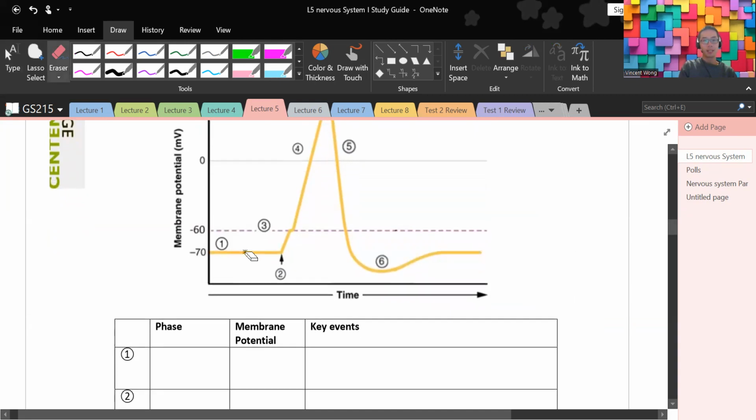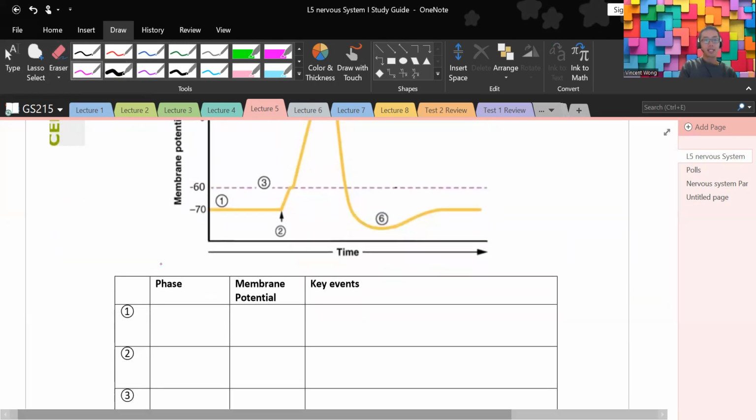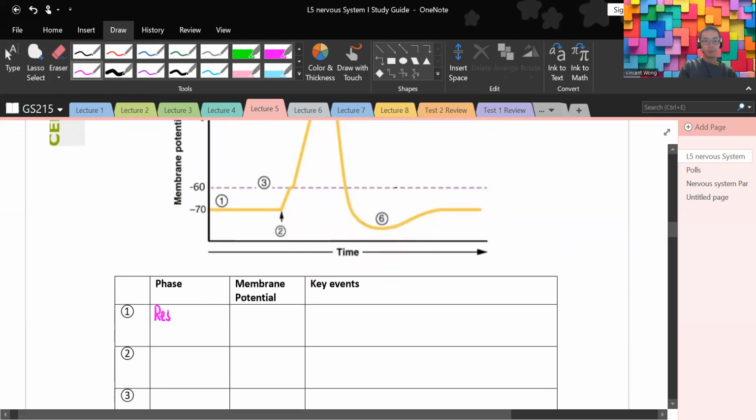So number one here, we call this the resting potential. Resting potential. And the magic number is minus 70 millivolts.